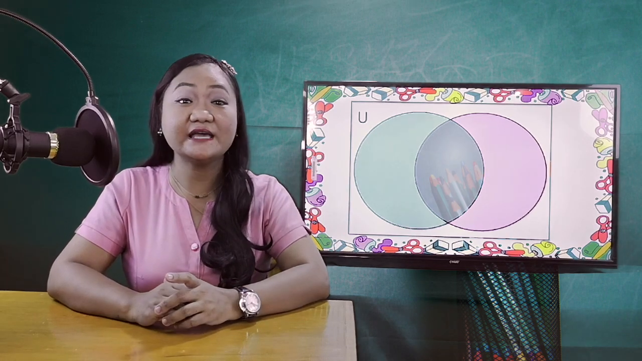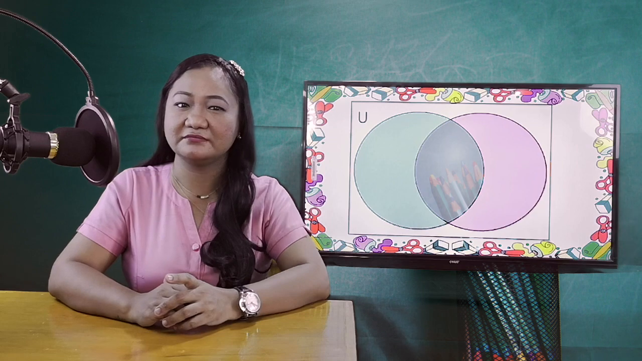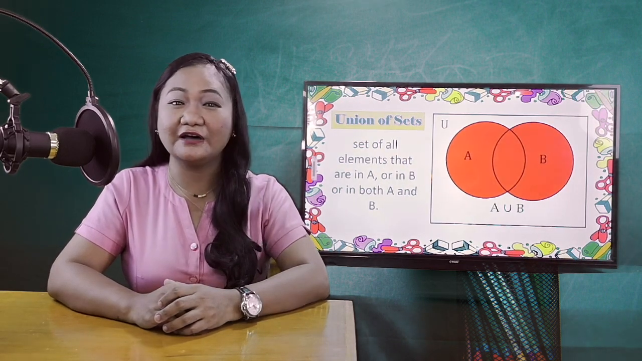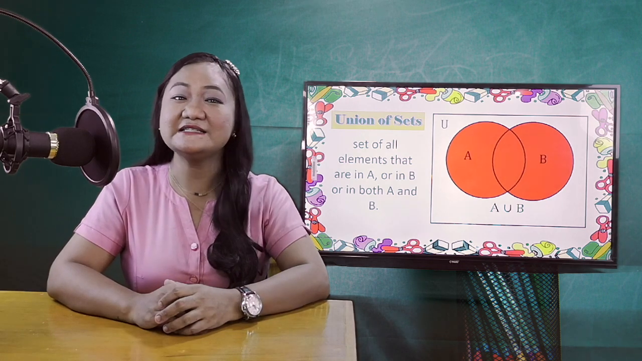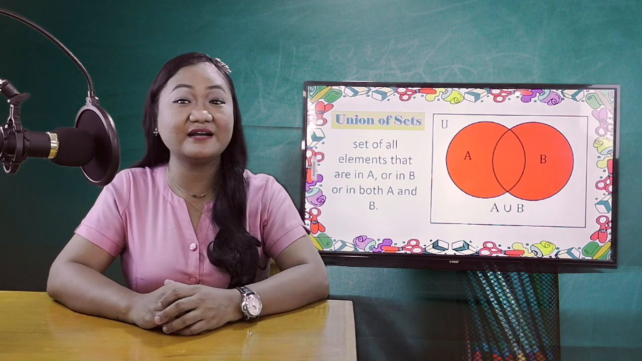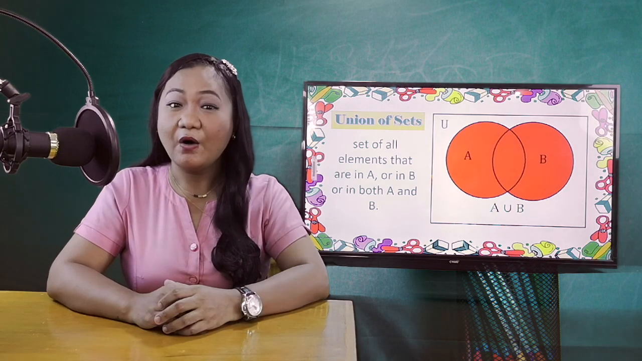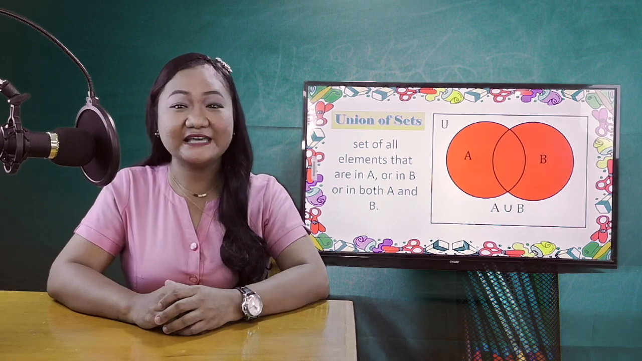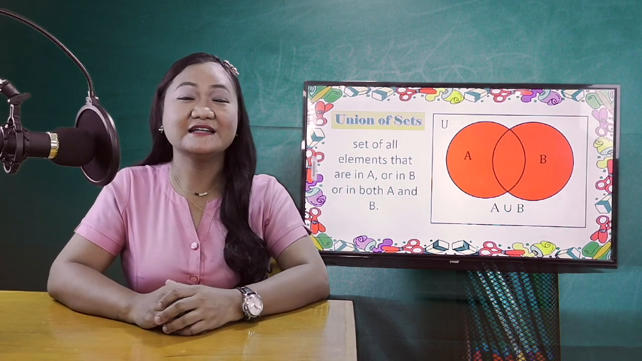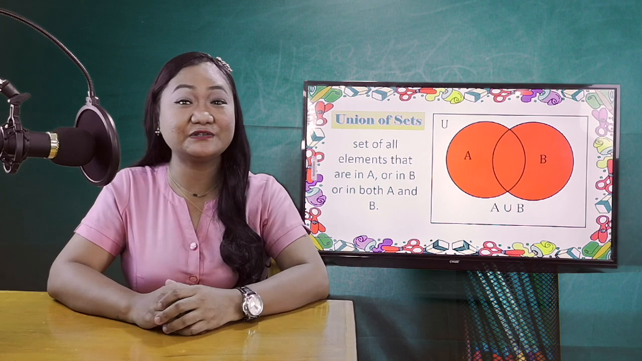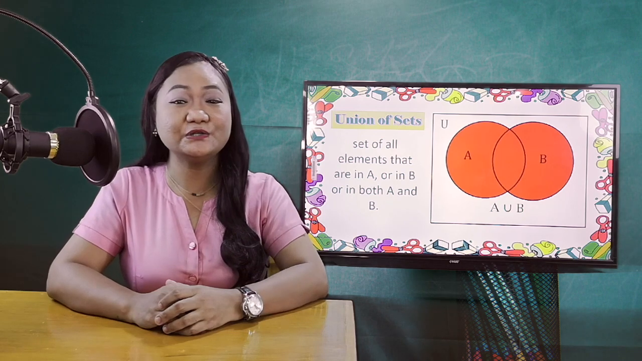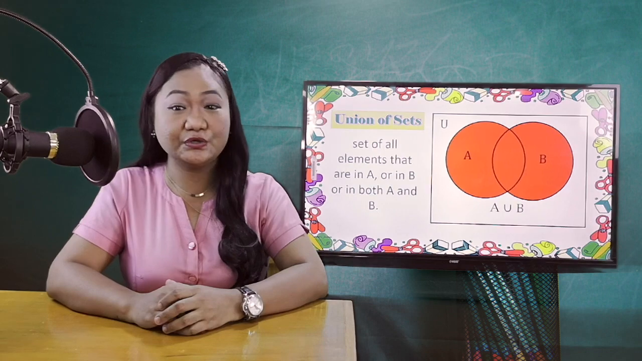Okay, let's take a look at the first operation, the union of sets. Let us recall that the union of two sets A and B is the set of all elements that are in A, or in B, or in both A and B. Therefore, in this union of sets, the two circles representing the two sets A and B are both shaded. These shaded regions represent the solution to the set operation used.